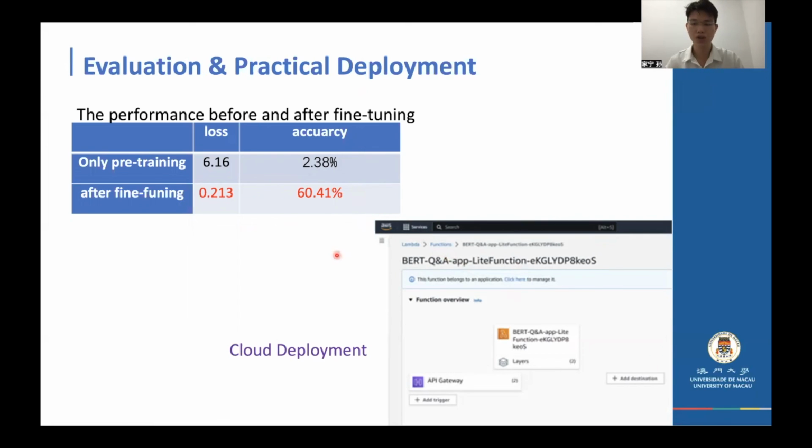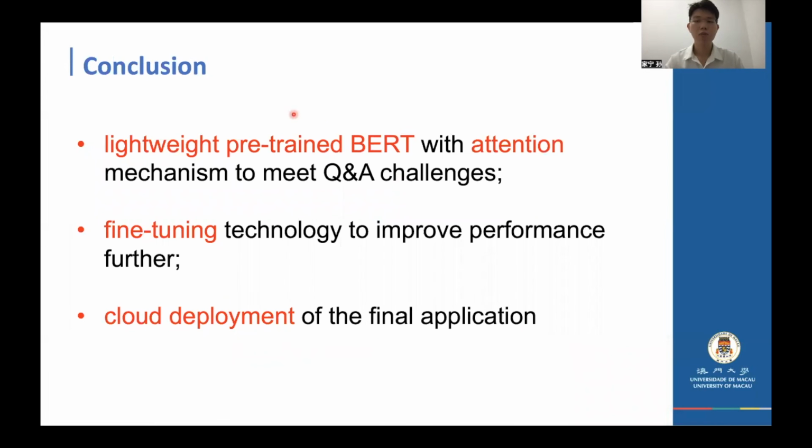Furthermore, we deployed this DistilBERT to Amazon, and the cloud deployment confirmed that we can guarantee the model robustness. Our main contributions are listed below. Due to the time limit, please refer to our final report for more information.